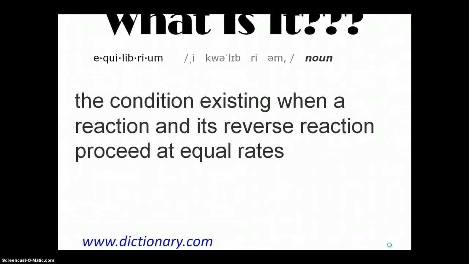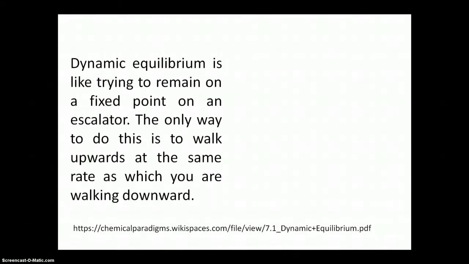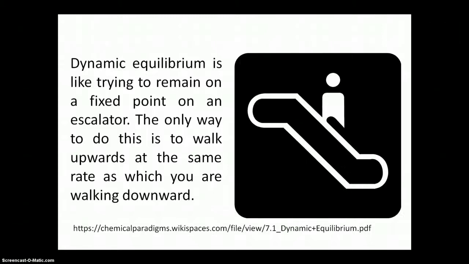Equilibrium exists when a reaction and reverse reaction proceed at equal rates. Picture two people balancing on a seesaw. Here is another way to think about dynamic equilibrium. Imagine that you are on an escalator and you are walking up at the same rate that the escalator is going down. You ultimately are trying to stay at a fixed point.